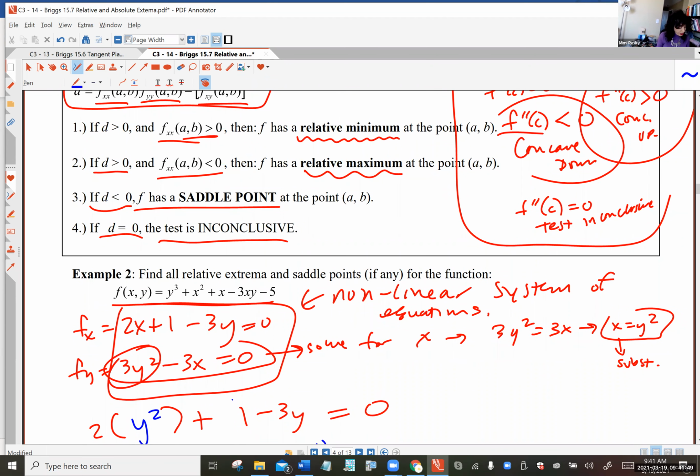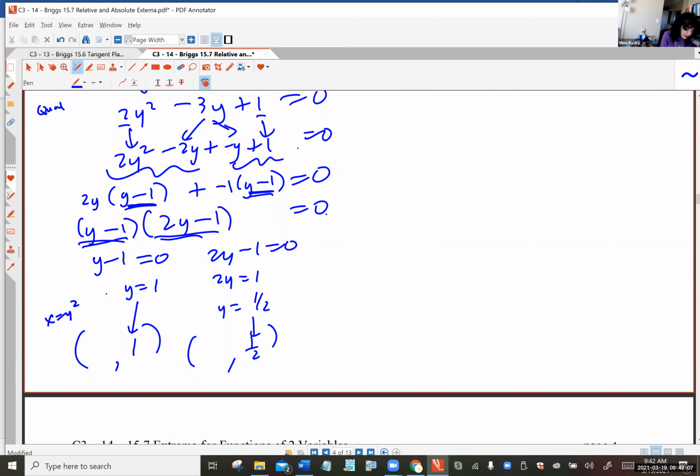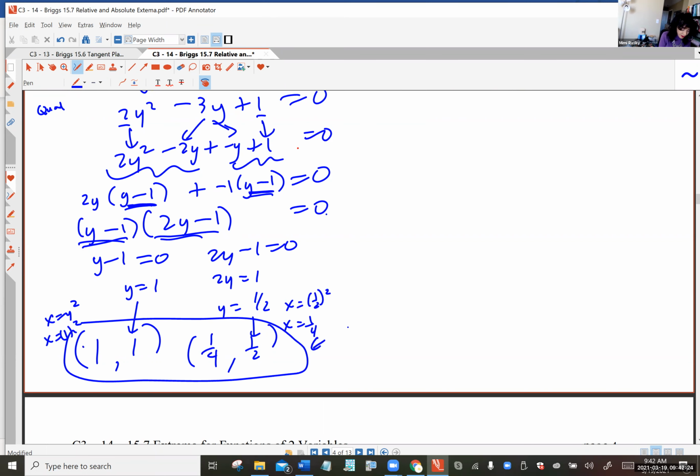You could substitute these values of y back into either of these original equations, but I claim, hey, you already solved x in terms of y way over here. Why don't you use it? Sure. In other words, x is equal to y squared. So if y is 1, then the corresponding x coordinate is 1. And if y is a half, well, then the corresponding x coordinate is 1/4. And folks, these are the critical points. And I'll give you some partial credit if you at least give me the critical points.